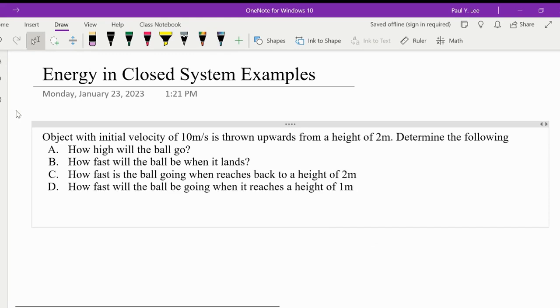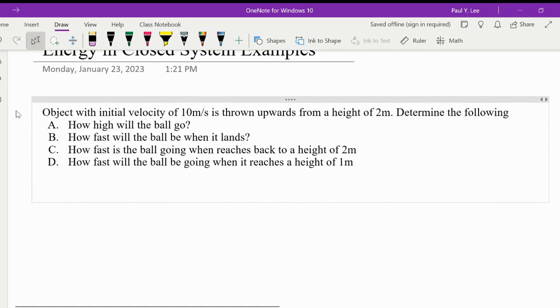So let's begin. Here we have an object with an initial velocity of 10 meters per second. It's thrown upwards from a height of 2 meters. And I'm going to determine the following. How high will the ball go? How fast will the ball be when it lands? How fast is the ball going when it reaches back to a height of 2 meters? How fast will the ball be going when it reaches a height of 1 meter?